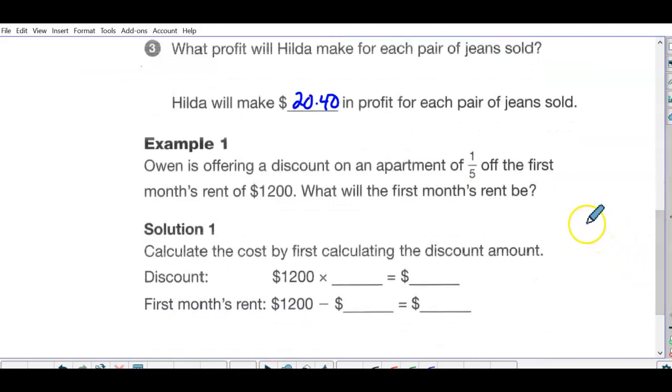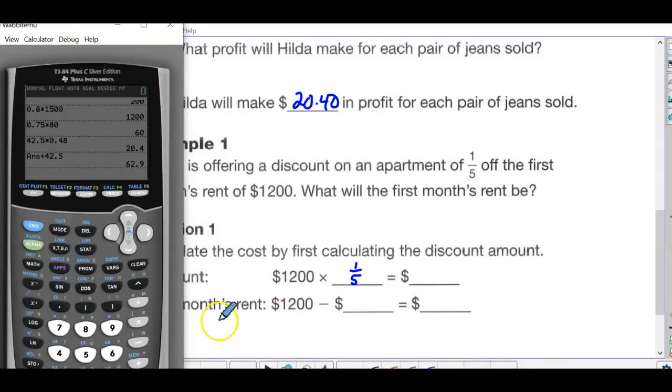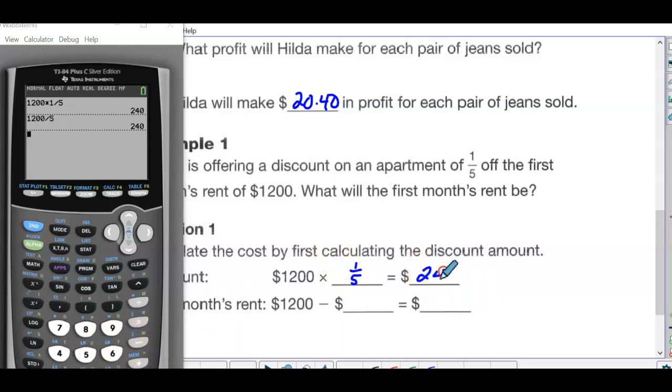Owen is offering a discount on an apartment of 1/5 off the first month's rent of $1,200. What will the first month's rent be? So we want to figure out what the discount is, 1/5 of 1,200. So you can multiply by 1, divide by 5, or you can just divide by 5 right away. 1/5 is the same as dividing by 5. Okay, so $240.